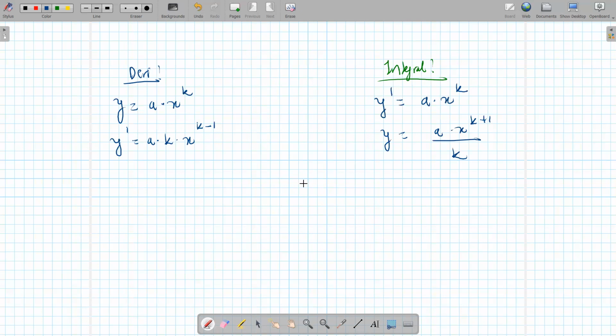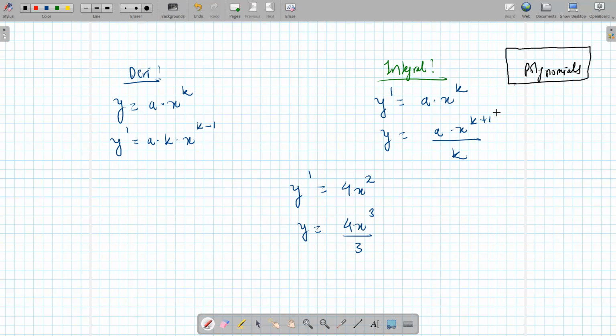Let's do a quick question here. For example, if y prime is 4x squared, right? 4x squared. Then look at this. Y is going to be, you're going to add 1 to the exponent. So it's going to become 4x cubed. And then you're going to divide this by a 3, like that. This is for polynomials. The rules are going to change, but this is like the basic power rule for polynomials. The rules are going to change when we get a new function that's not a polynomial.